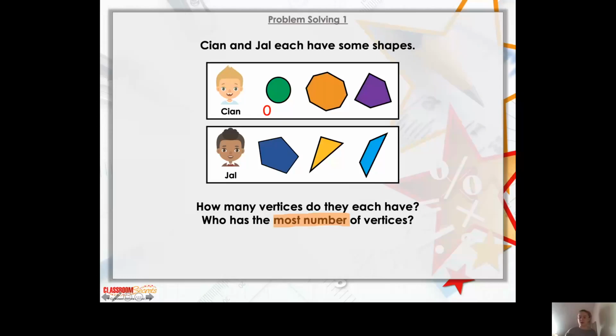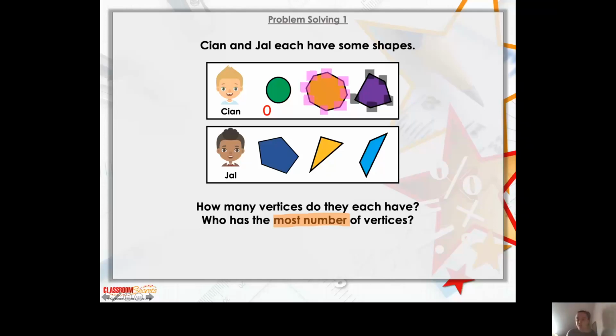Let's check his second one. So he's got 1, 2, 3, 4, 5, 6, 7, 8. So he's got 8 vertices on that shape. Let's check the next one. So he's got 1, 2, 3, 4, 5. Can you see how I'm highlighting each of the vertices to make sure that I do not count them more than once? So we've got 8 on the first shape and 5 on the second.